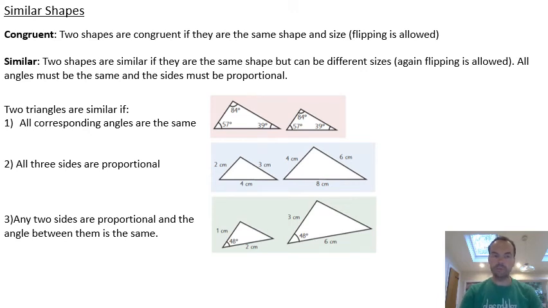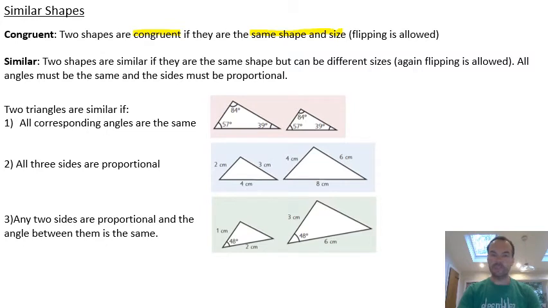Right then, today we'll look at similarity, which goes hand in hand with congruency. You remember from yesterday that congruency means that two shapes are congruent. They are exactly the same shape and size. They could be reflected, they could be rotated, they could be translated, but not enlarged.